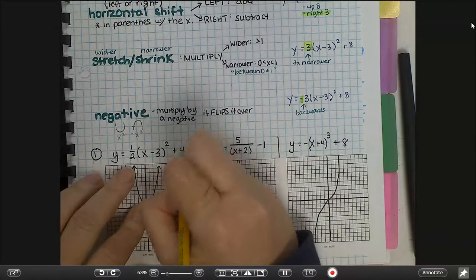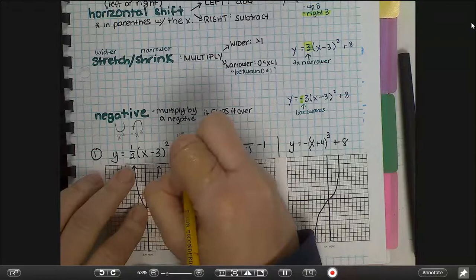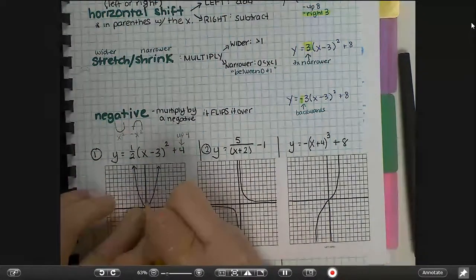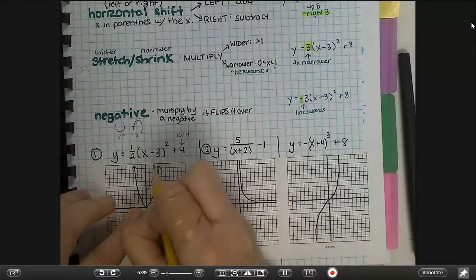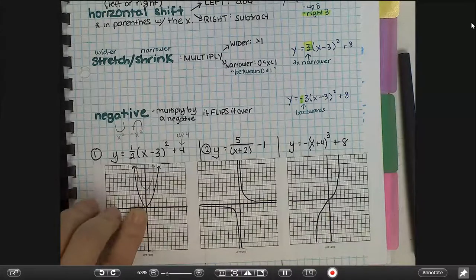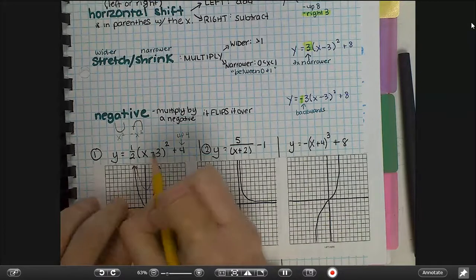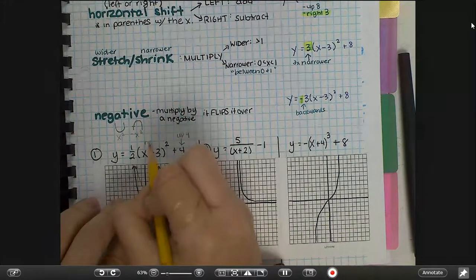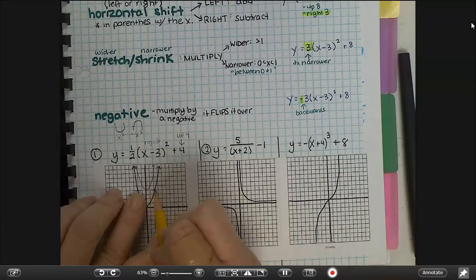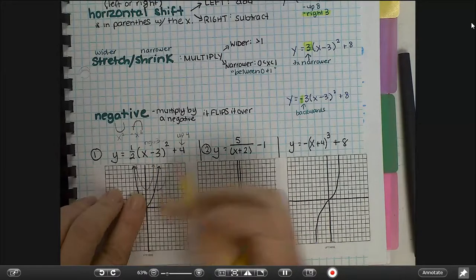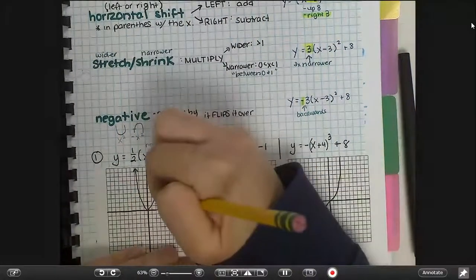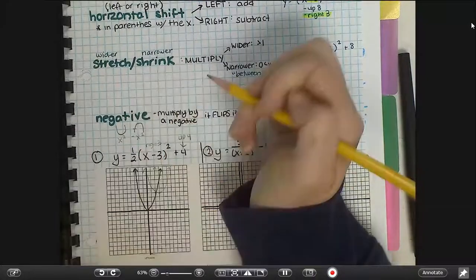The 4, this one out here, is going to move it up 4 spaces. All right, so 1, 2, 3, 4. So kind of like that, okay? This negative 3 is going to move it to the right 3 spaces. So we're going to take this and move it 1, 2, 3 spaces. So now it's kind of over here.